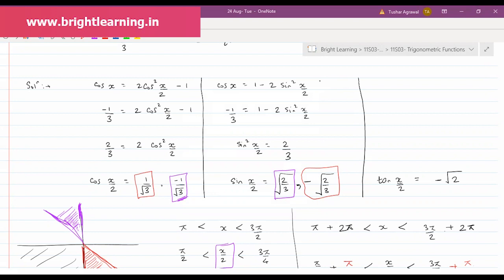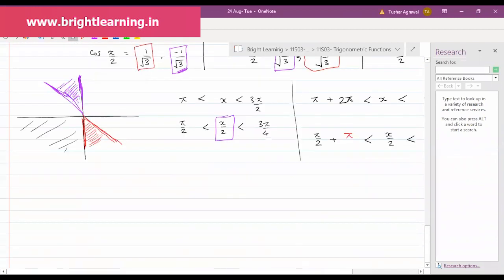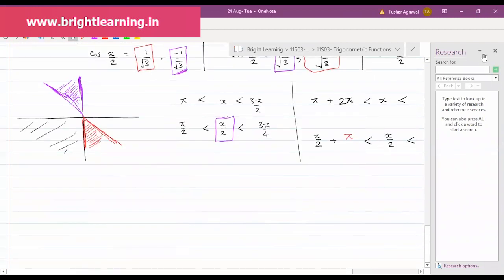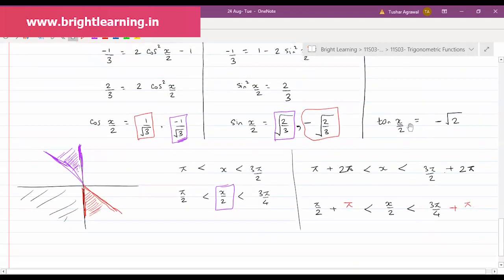Don't reply now. Sir, in the third quadrant, tan is negative? Positive, no, sir. In the third quadrant tan is positive, but we're talking about tan of x by 2. Third quadrant tan is positive, that is correct. But x by 2 that we are talking about, x by 2 is this. Are you having a doubt in this, how tan of x by 2 came out to be minus of root 2? Is that your question?